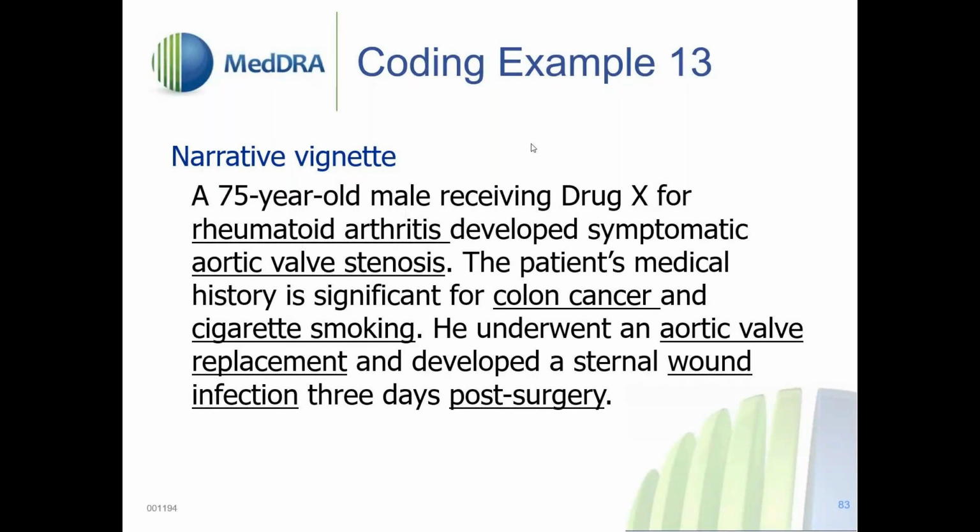First, we have the indication for use of drug X, that is rheumatoid arthritis. Then the patient has a history of colon cancer and cigarette smoking, 2 additional codes. He has now developed an aortic valve stenosis and underwent aortic valve replacement, 2 additional codes for the condition and subsequent surgery. And after the surgery, he suffered a sternal wound infection. This would be the last event that needs to be extracted and coded.